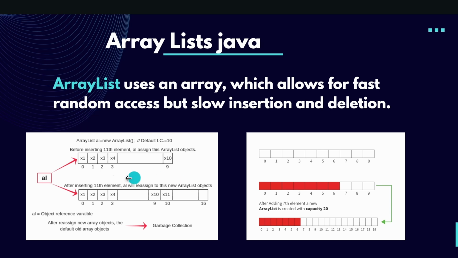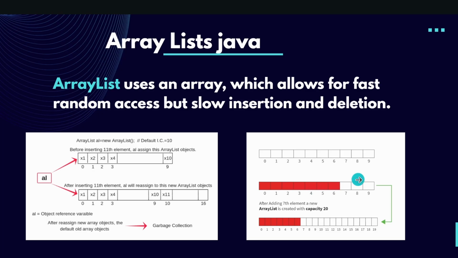You are not going to manually create this. Java itself will create this dynamic array, the bigger array, copying all the stuff here for you. You just need to create AL. Inside that, automatically it will create this whenever you try to insert the 11th element. So this is known as dynamic array.